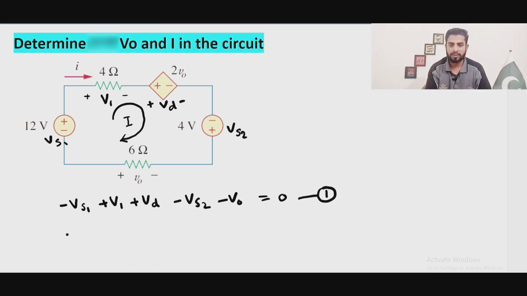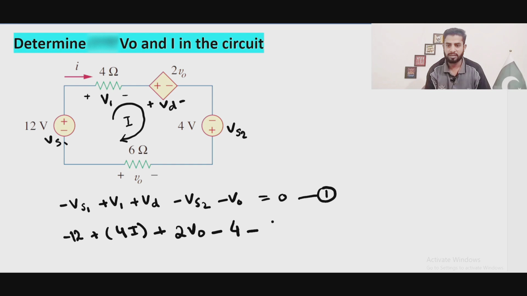Now put the values of each element in terms of voltages. It is minus 12 volt plus V1, where V is equal to IR, that is 4 into I, plus Vd. Vd is equal to 2 V naught, minus Vs2, which is 4 volt, and minus V naught. V naught is IR based on the 6 ohm resistance, and the current flows in the opposite direction, so it will be minus 6I, is equal to 0.